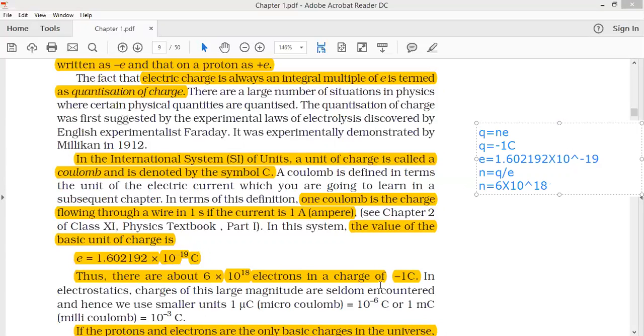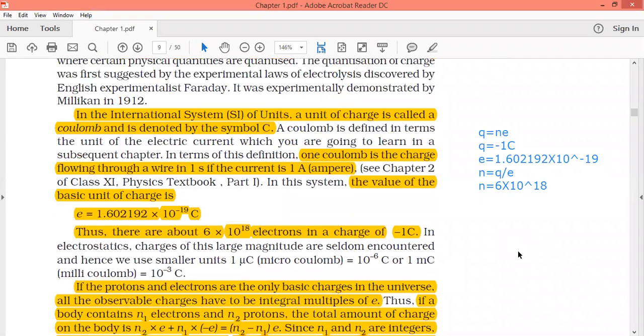Whenever we want to discuss charge, we have to take very small values of charge. We should not take very large values, because 1 coulomb itself has so many charges.